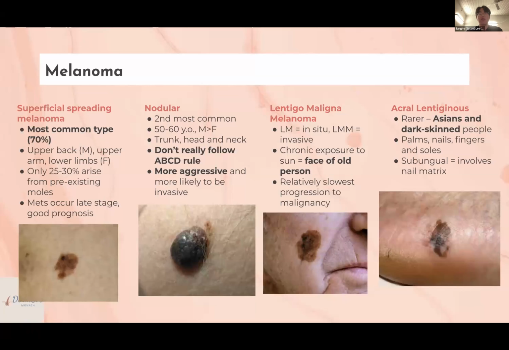And then finally, you've got the acral lentiginous melanoma, which are found commonly in Asian people and darker skinned people. And these are found on your palms, soles, nail beds, fingers, and all those sort of places.